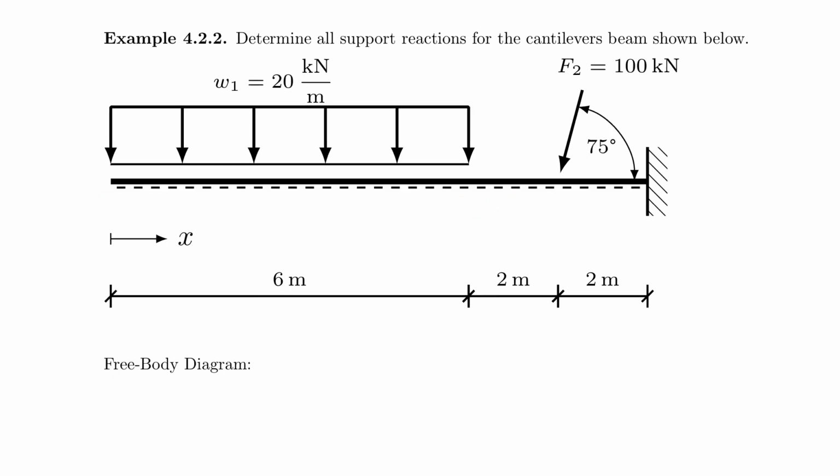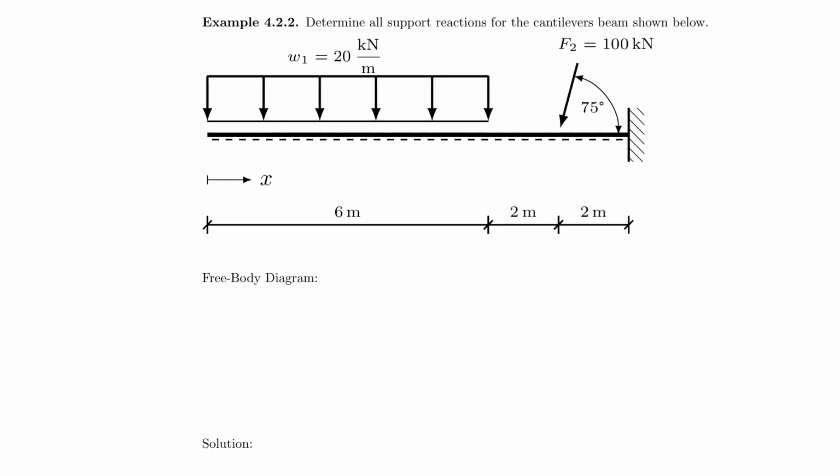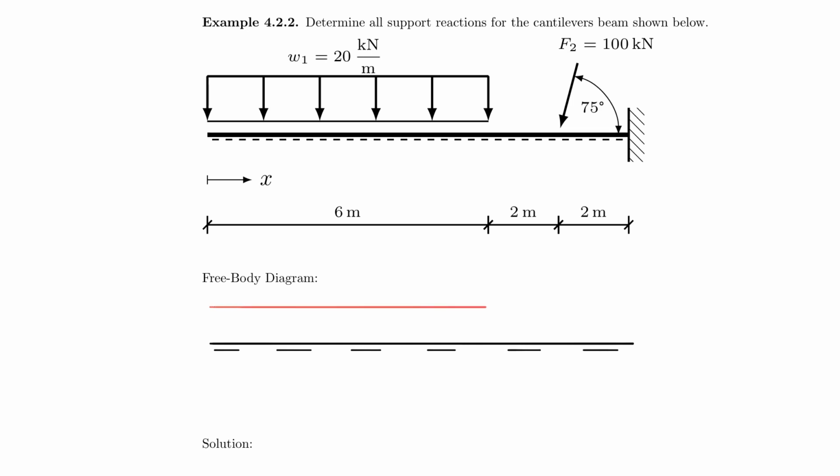So as always, let's go ahead and draw our free body diagram first and copy our dimensions over. So first I have a rigid body. It deserves the dashed line. I have my evenly distributed force that goes over 6 meters here.